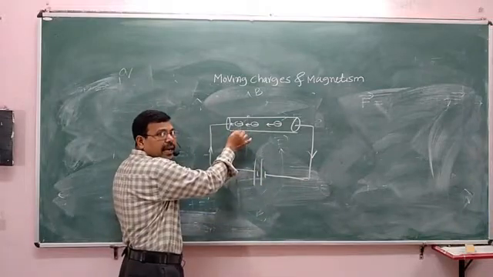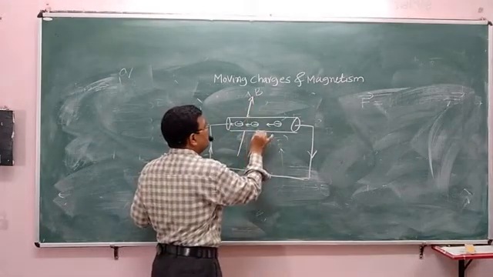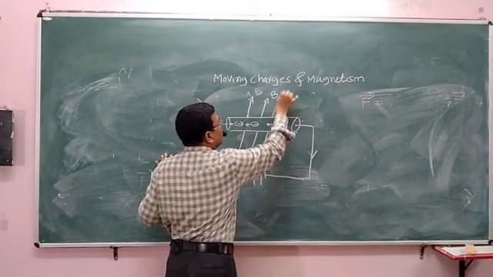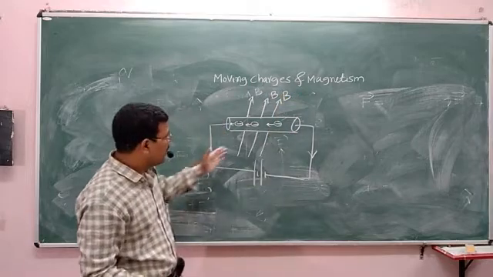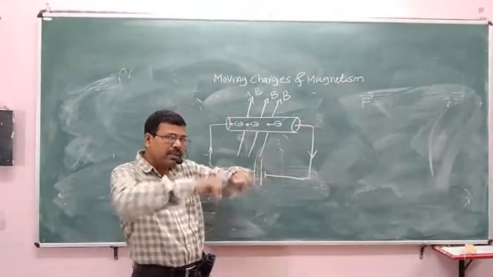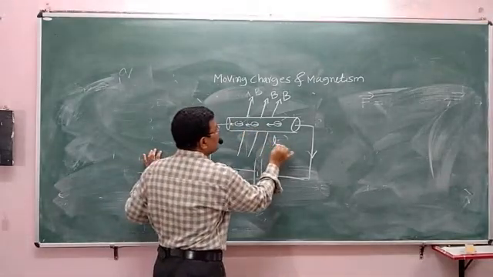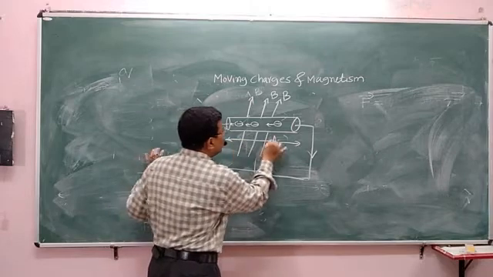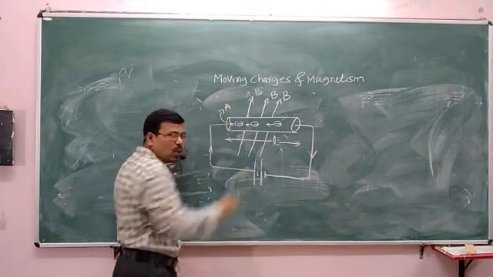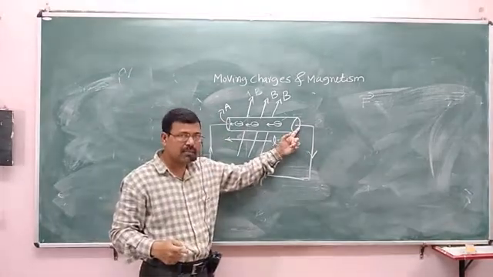And this current carrying conductor is kept in the magnetic field. This is magnetic field. The magnetic field and the current are having some angle. L is the length of the conductor. A is the cross-sectional area of the conductor.